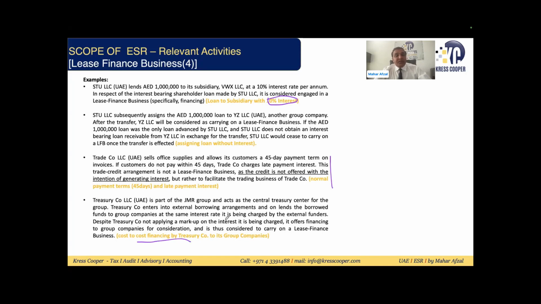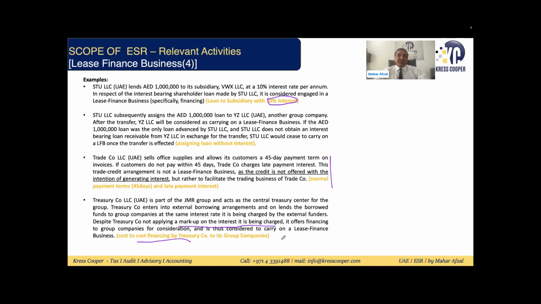Treasury company is part of the JBR group and acts as the central treasury center for the group. The treasury company is not applying a markup on the interest being charged. It offers finance to group companies for consideration, thus carrying on the lease finance business. So it doesn't matter if the corporate head office is taking a loan from the bank at 10% and giving it at 10% to the subsidiary.